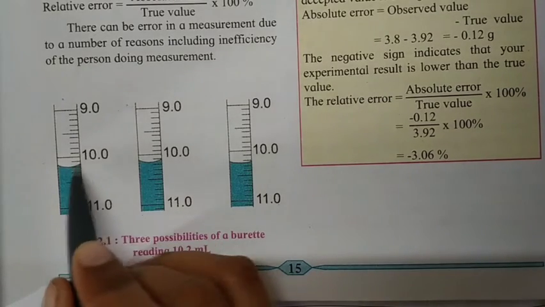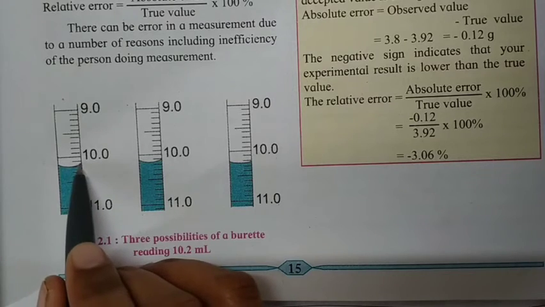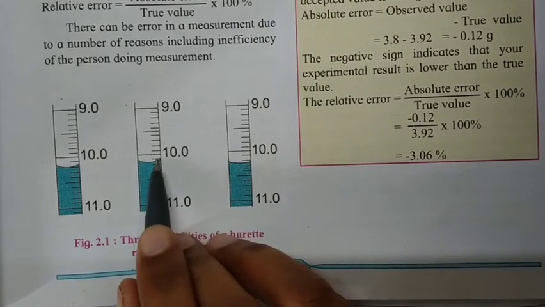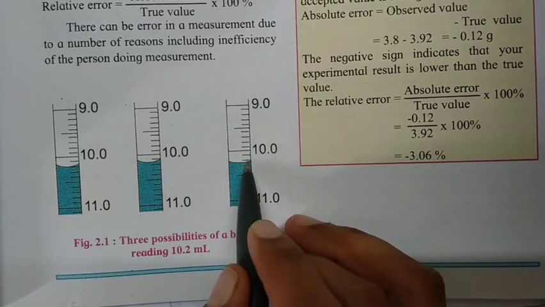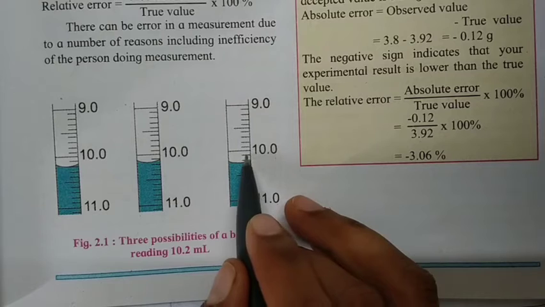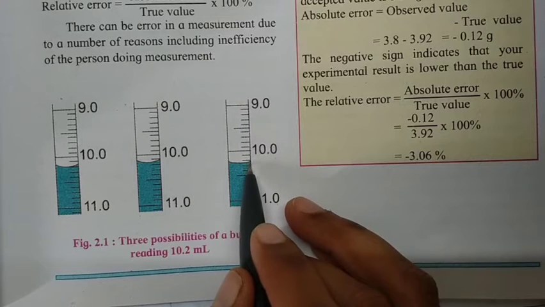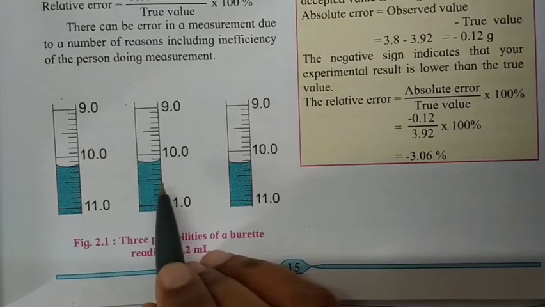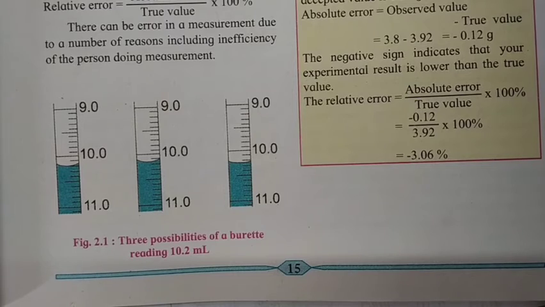Here 10 ml, 10.1, 10.2. Lower meniscus is there. Here 10 ml, it is in between 10.1 and 10.2 ml. And in the case of this burette, 10 ml, 10.1, 10.2 and 10.3, so it is an in-between value of 10.2 and 10.3. So what is the problem? It means that there is an uncertainty about the digit after the decimal point in the reading.